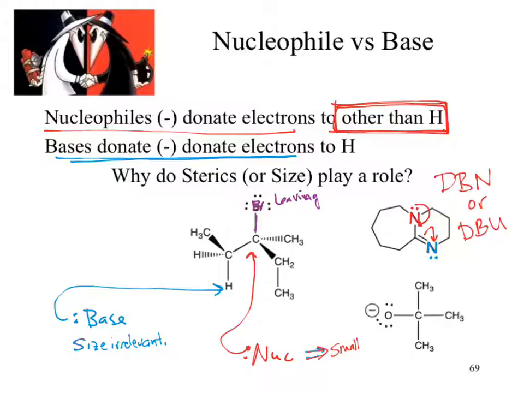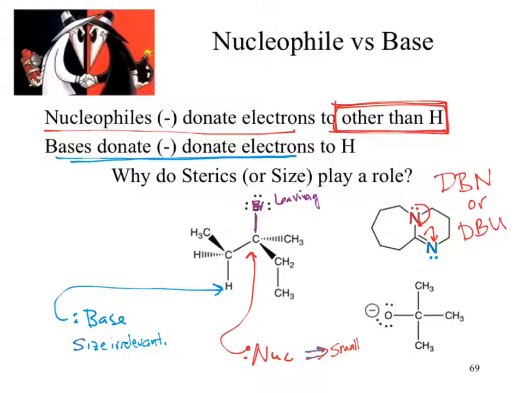Resonance puts what charge on that blue nitrogen? A negative. Can we do resonance to put a negative charge on the red one? No. Okay. Which one's going to be more basic? The one that is negatively charged or the one that is neutral? Negative charge. Okay.